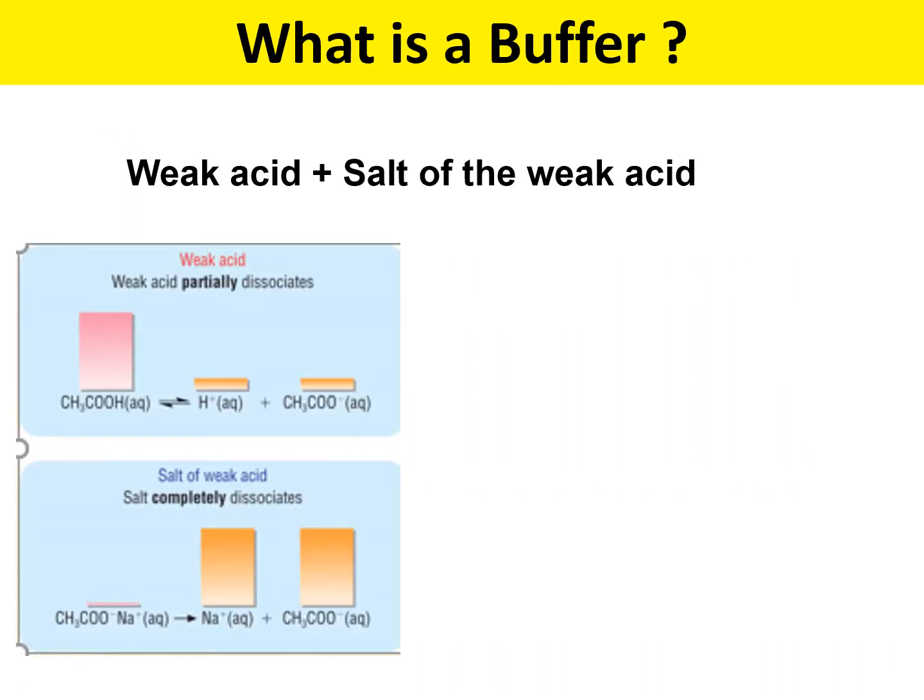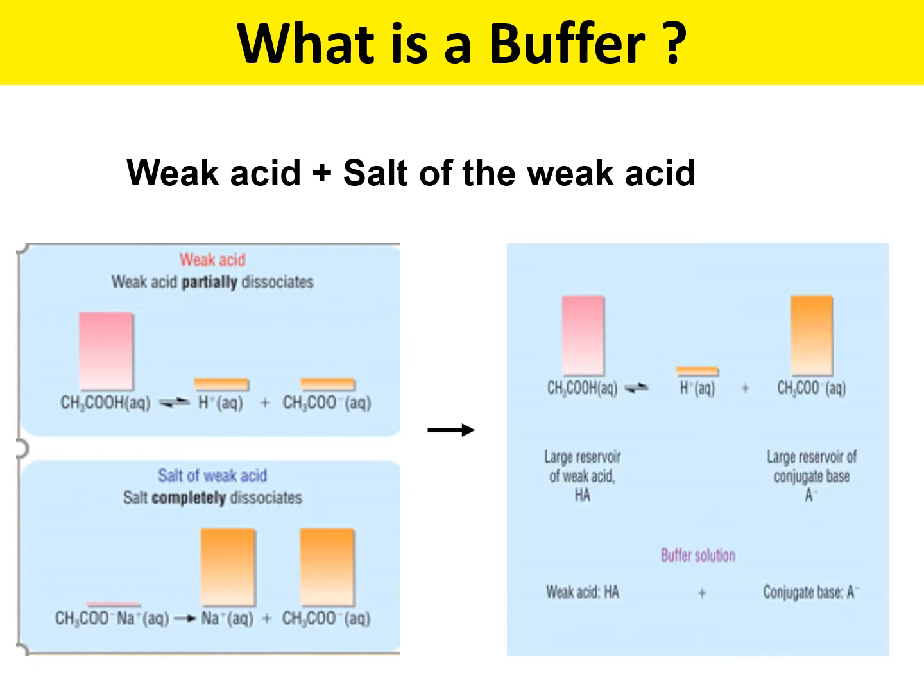What is a buffer? A buffer is a weak acid and the salt of a weak acid, the conjugate base. A weak acid only partially dissociates, so we will have mostly the weak acid in the solution. However, if we dissolve up a salt of the weak acid, for example sodium ethanoate, we will now have a large reservoir of ethanoate ions. So when we take a weak acid and the salt of the weak acid together, we have a large reservoir of the weak acid, which is undissociated, and we also have a large reservoir of the conjugate base.